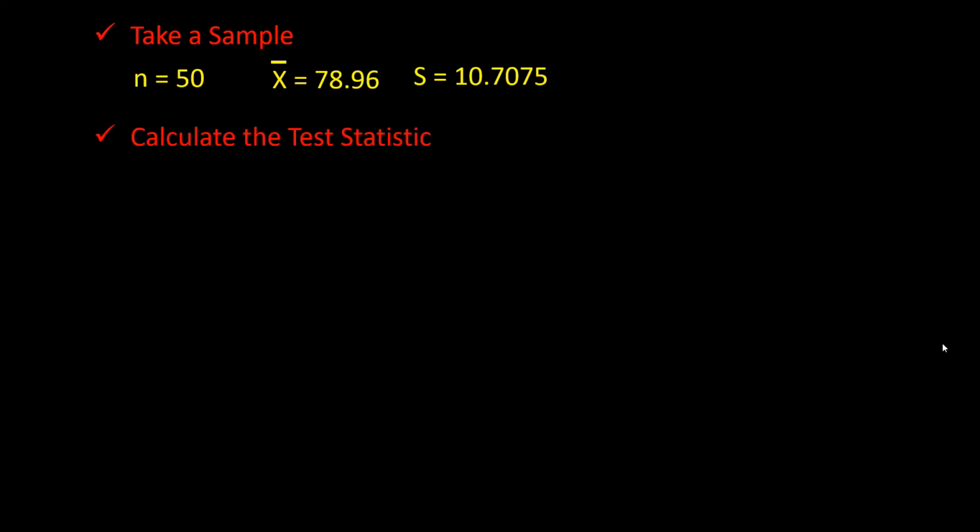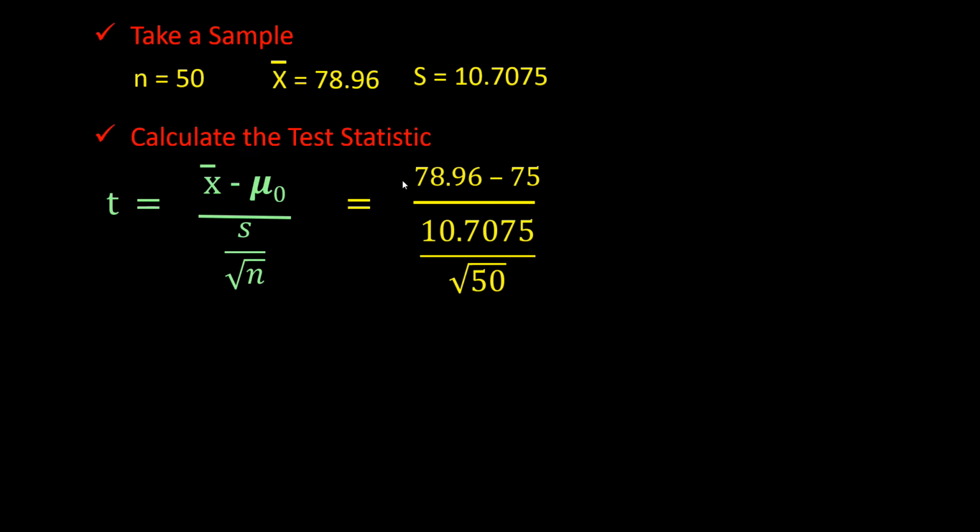Okay, let's take a sample. And let's say we have 50 students. The sample grade average on an exam is 78.96, with a standard deviation of 10.7075. So now the next step is to calculate the test statistic, and if we were doing this by hand, 78.96 minus 75 divided by s over the square root of n, and we get 2.6151.